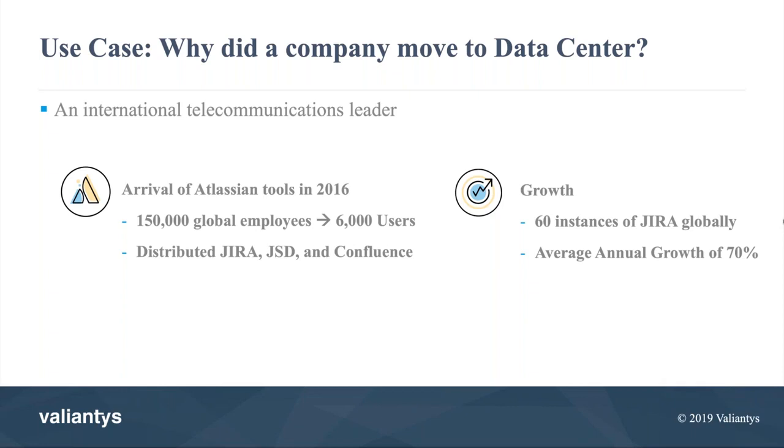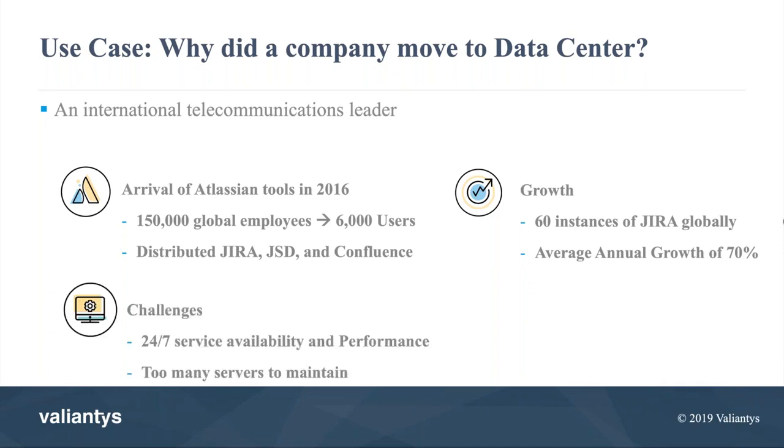Now you can imagine that's a lot of Jira instances, and that distribution doesn't necessarily give everyone optimal performance, nor does it give everyone optimal insight, right? If you want to do reporting across your company as a whole, it's kind of tough to do with 60 different Jira instances. They actually had an annual growth of 70%, which is very rapid growth.